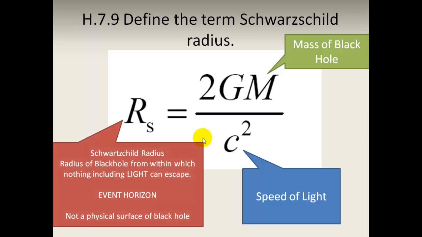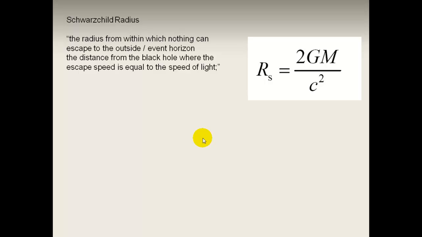So the Schwarzschild radius is the radius of the black hole from within which nothing, including light, can escape. It is also called the event horizon, and it's not the physical surface of the black hole. According to a previous mark scheme, the Schwarzschild radius is the radius from within which nothing can escape to the outside, not even light. Or it's the event horizon, the distance from the black hole where the escape speed is equal to the speed of light. You can define it that way, because remember, the black hole is a singularity, a point. So it's a distance from the black hole. It's not the surface of the black hole.